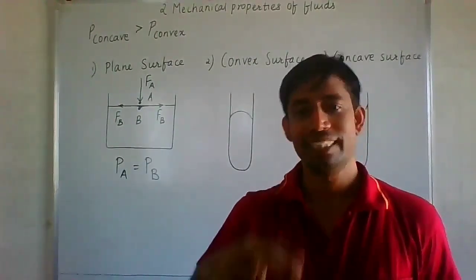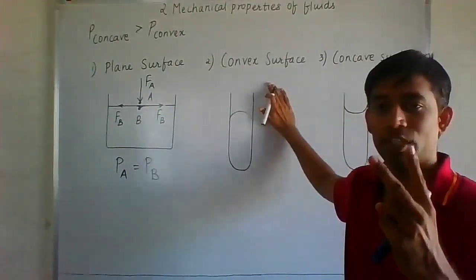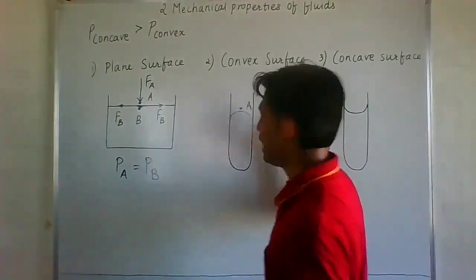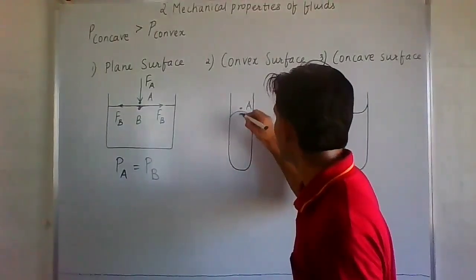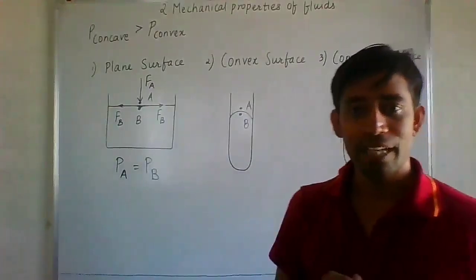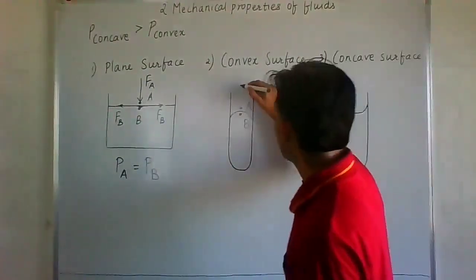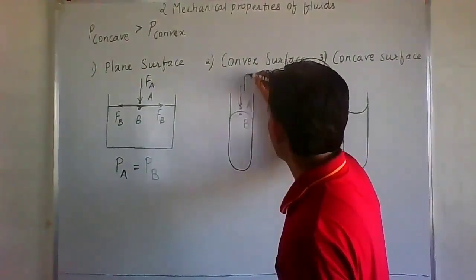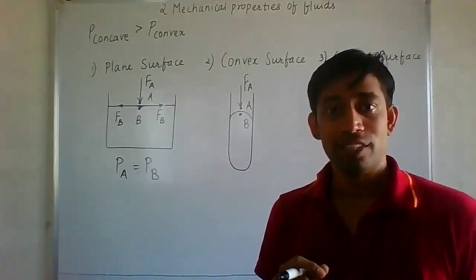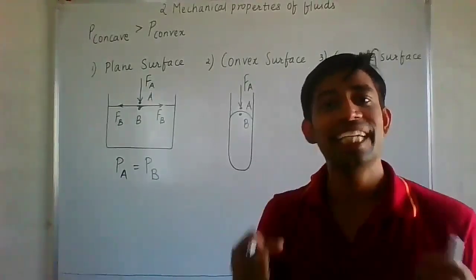Let's move on to the second case. I can see a concave surface. Again, I will be taking 2 points. The first point will be over here, A. The second point will be over here, which is B. Now, this time again at A, the force will be due to the atmosphere, so I will write FA. But at B, please be careful. This time the forces are trying to pull it inside the liquid.